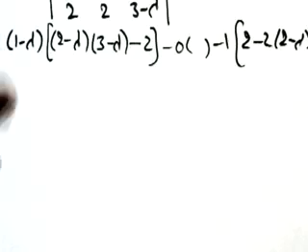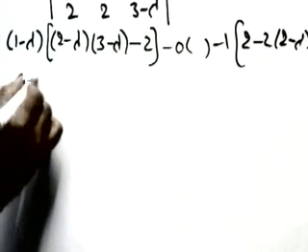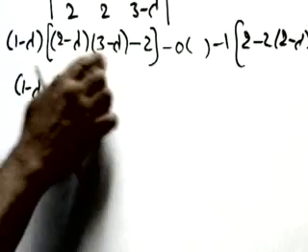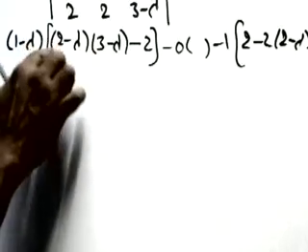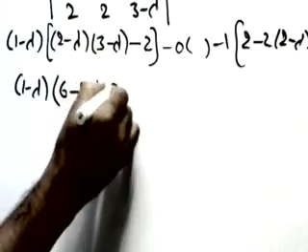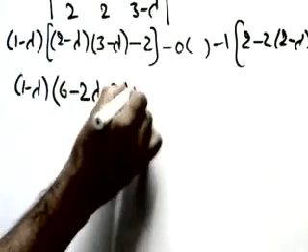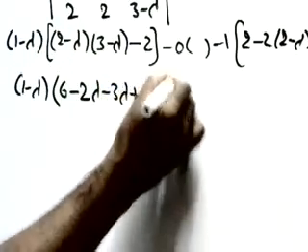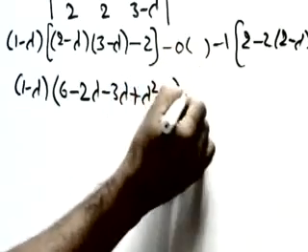Now when we solve this, we will get a cubic equation in lambda. So you write this as it is: 1 minus lambda into, multiply these, 2 threes are 6, minus 2 lambda, minus 3 lambda, plus lambda square, then minus 2.